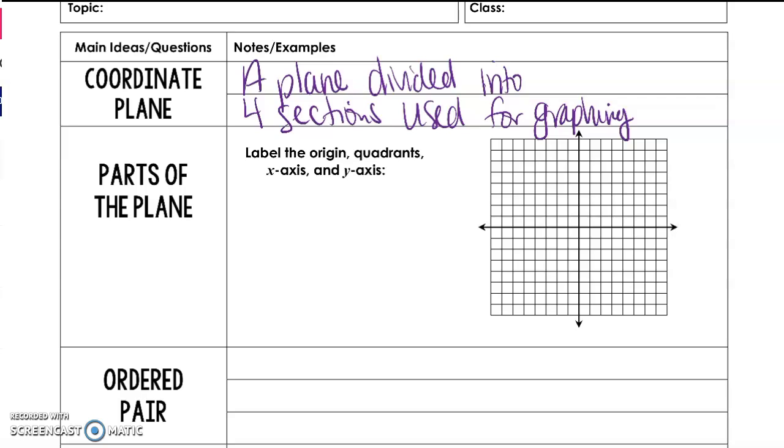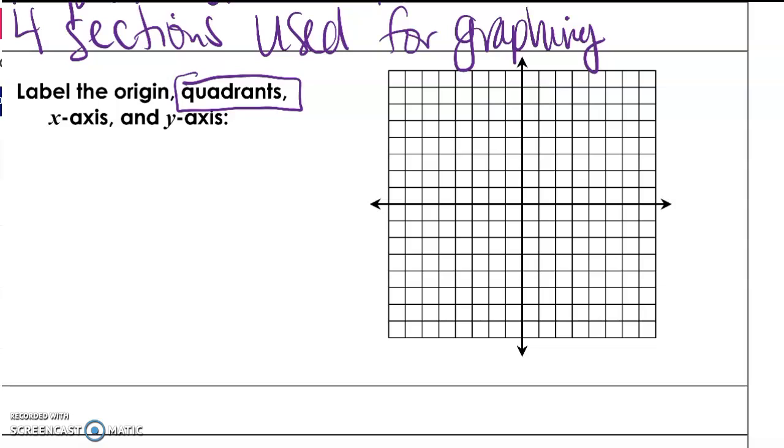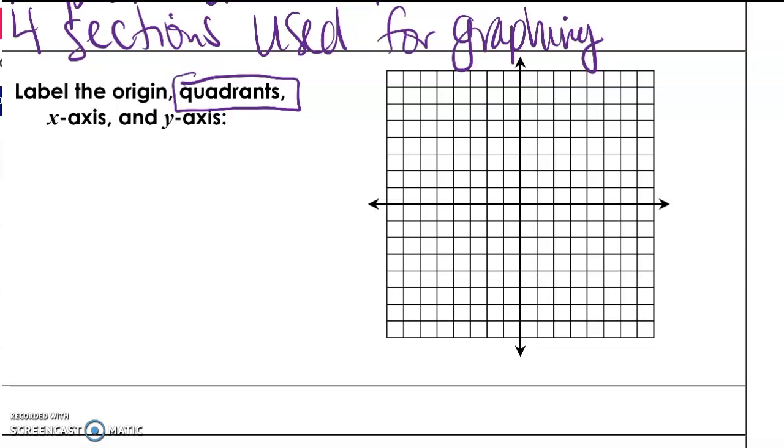Those sections have a fancy name, the quadrants. We'll get to those in a second, but when you have a graph, a plane, and you divide it into 4 sections, those sections are called quadrants. Every time we have a coordinate plane, this is what it looks like. We always have 2 lines that meet in the middle. This spot right here is called the origin, the very middle where those 2 lines meet.